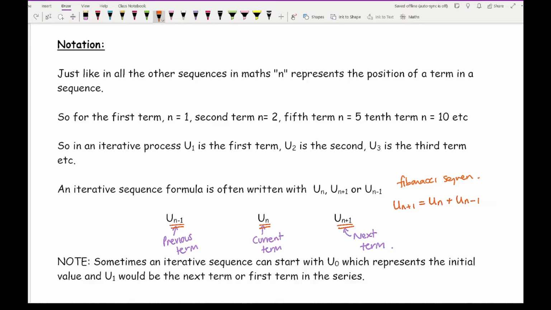And again, I could write down that u1 was, let's say, 0 and u2 is 1, so I can then work out what u3 is. Or I could say that u1 is 2 and u2 was 5, just like we did in the previous example. So again, it's just a case of notation. Now, it's worth noting that sometimes in an iterative sequence, you can start with u0, which represents the initial value, and u1 being the next term.